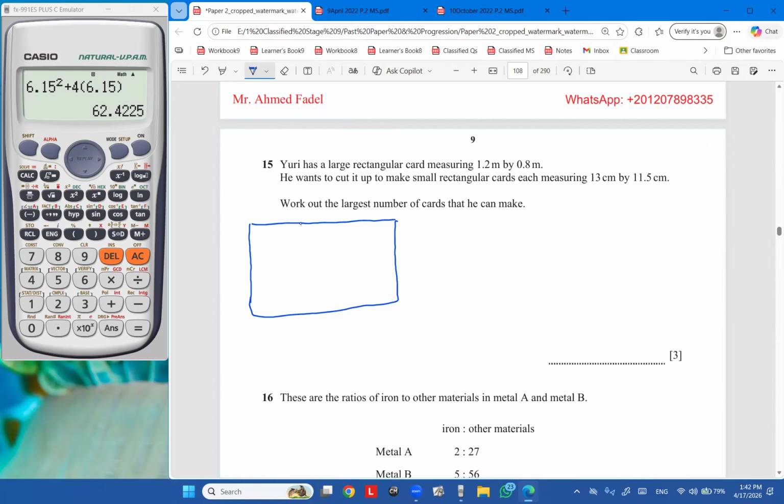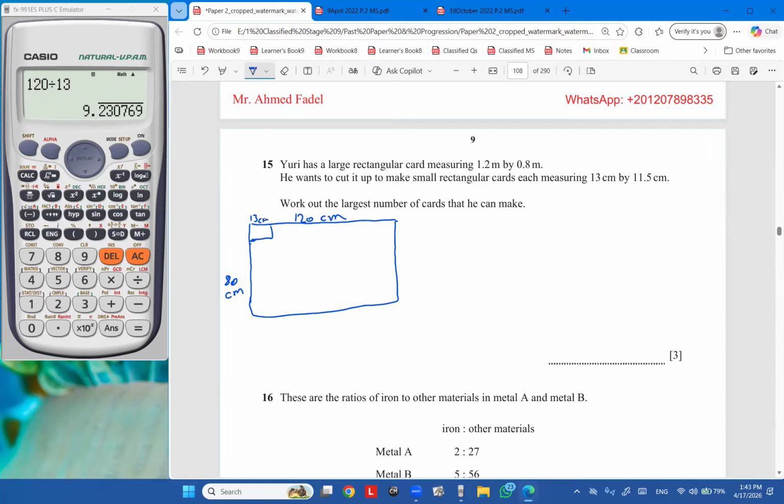If I say that this is a rectangle, and it's 1.2 meters, which is actually 120 centimeters, I converted this into centimeters, and the width is 0.8, which is 80 centimeters. They're telling you he wants to cut it up to make small rectangular cards, each measuring 13 by 11.5. So each one is measuring 13 centimeters. How many rectangles can I draw over here? 120 divided by 13 is going to give you a maximum of 9 rectangles, because the 10th is going to be out. So it's only 9 rectangles that you can draw over here.